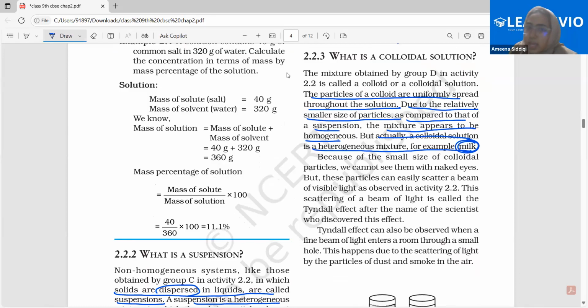Now see, they say here that it's a uniformly spread mixture. Is it true? Why have they written it here that it's a uniformly spread mixture? Because they mean that it appears to be homogeneous, because of its uniform composition.